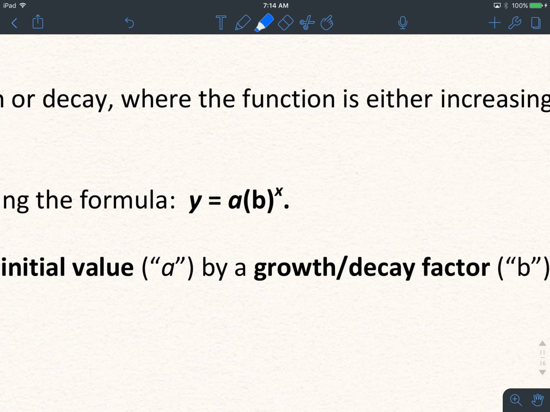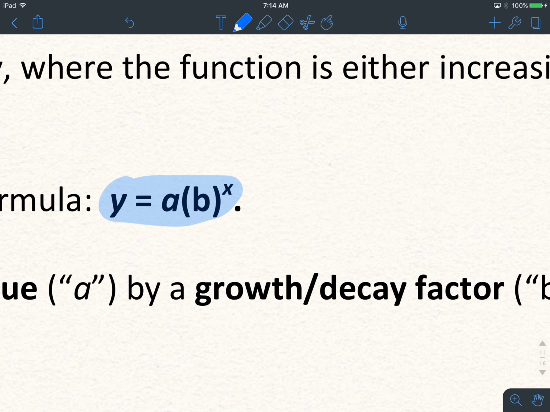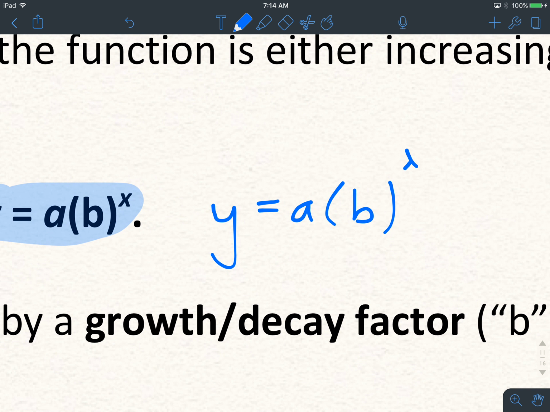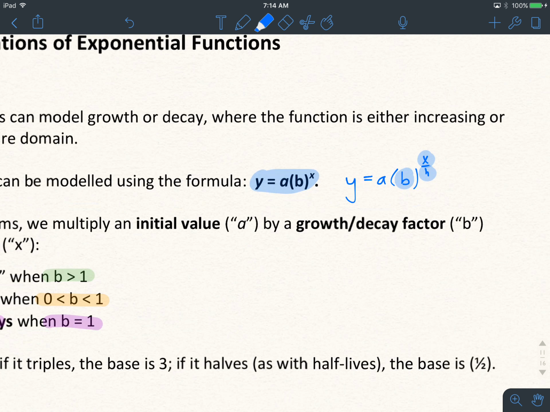And I always like to make a little addition to our formula here where, yes, this is our basic formula, but just always keep in mind that we're talking also about instances where we might have a rational exponent where the numerator represents how much time has gone by and the denominator represents how long it takes for B to happen, whatever B happens to be. So it looks at that.